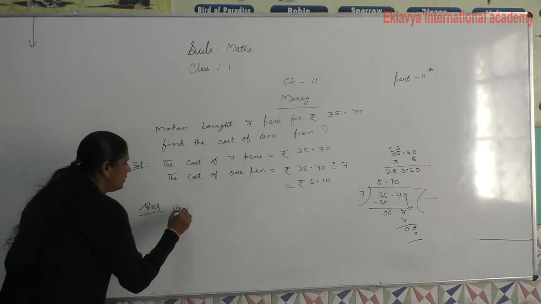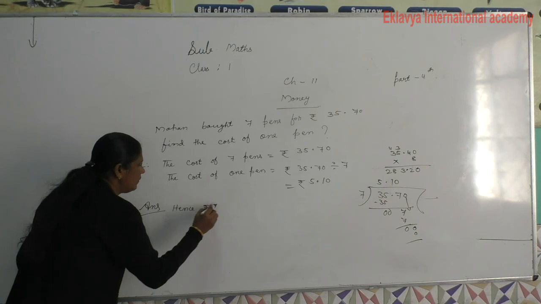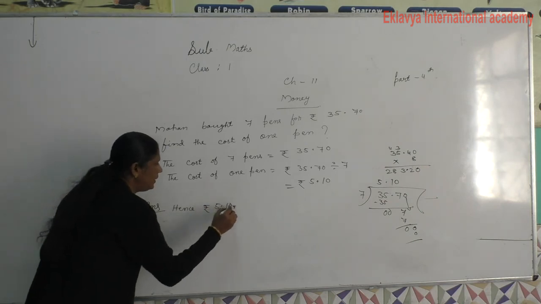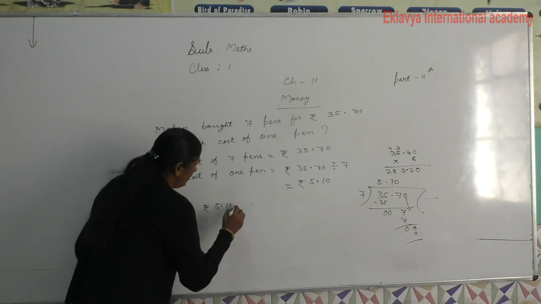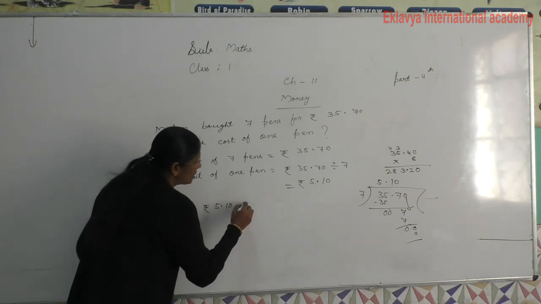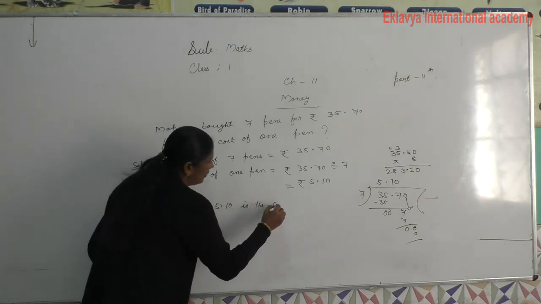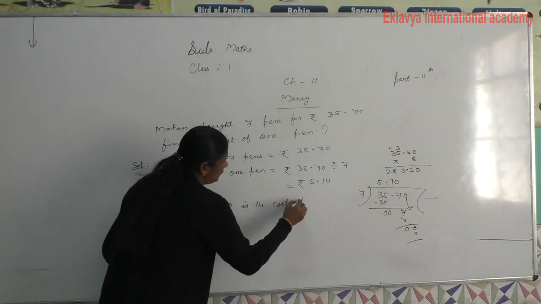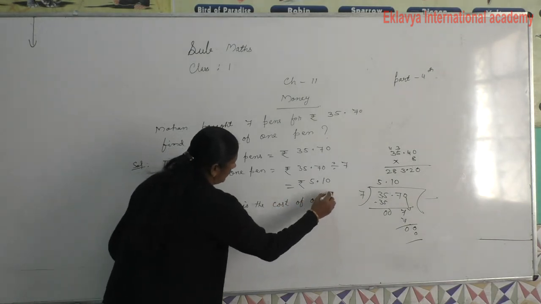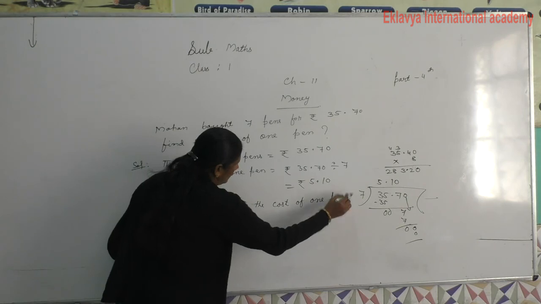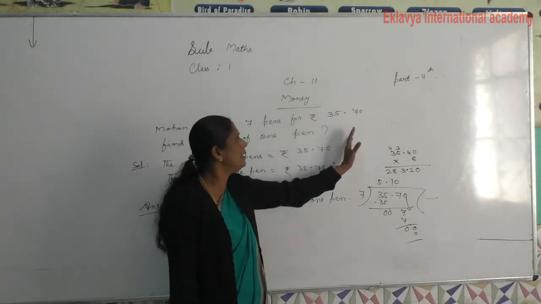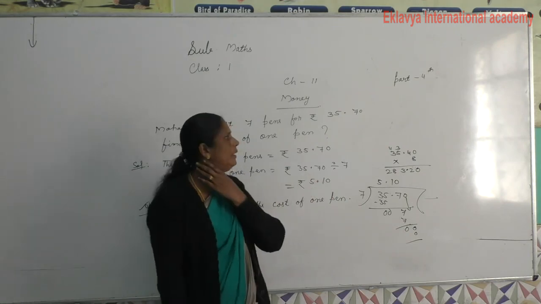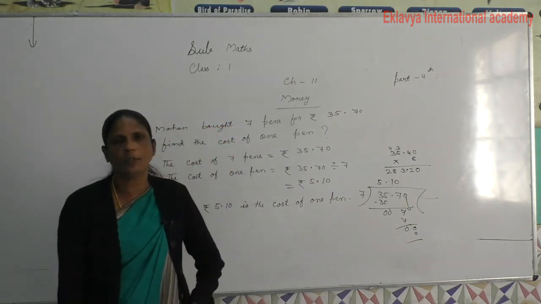Then final answer, hence rupees 5.10 is the cost of 1 pen. Do you understand this chapter? Then here ends this chapter. You practice this chapter. Okay, thank you.